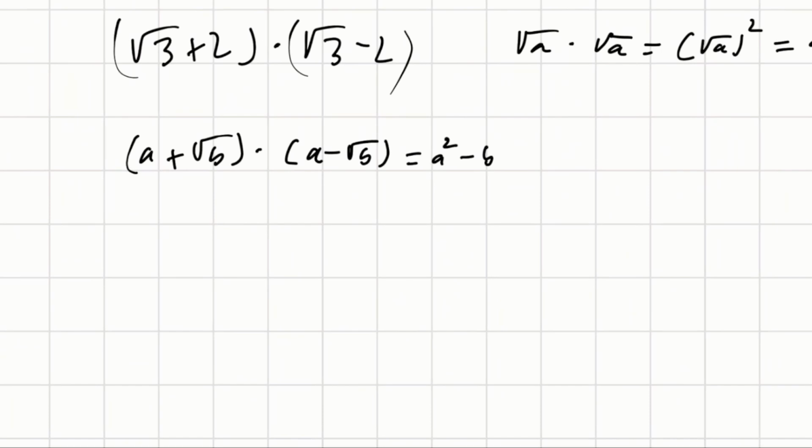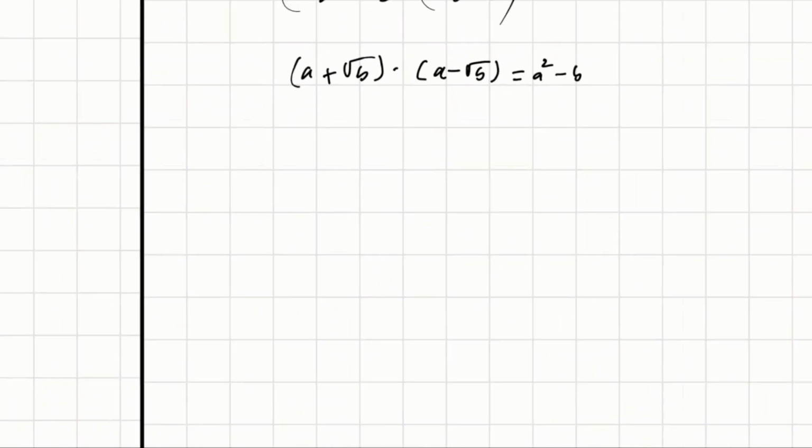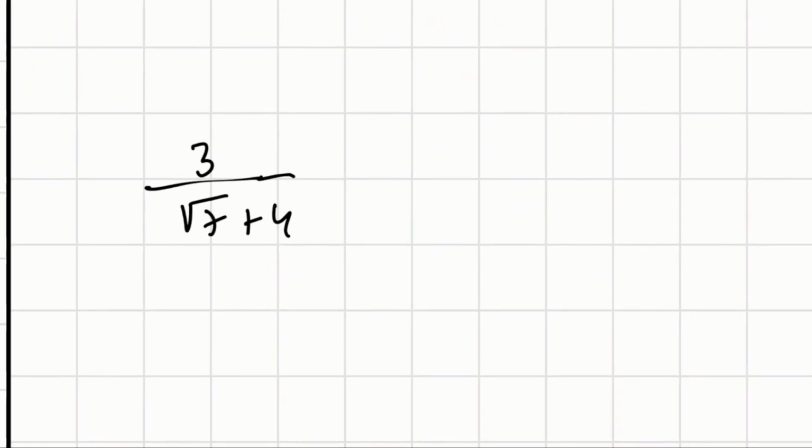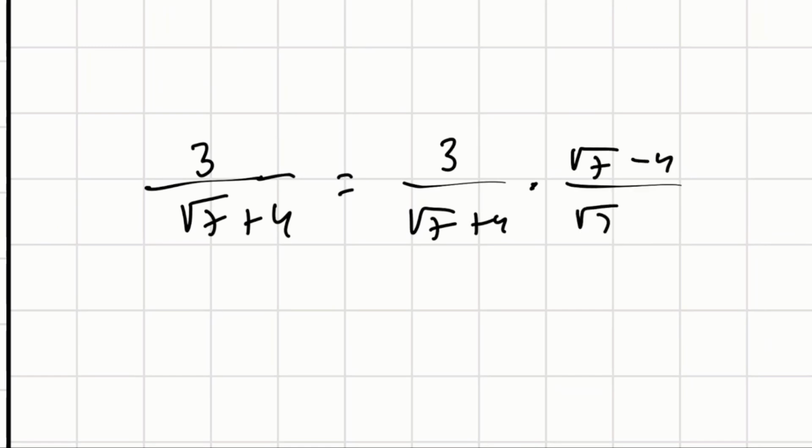So let's try to have a bit more examples. For example, let's take 3 divided by the square root of 7 plus 4, the square root of 7, that is correct, I'm sorry. And now try to simplify this. Pause the video. So this is nothing else than 3 divided by the square root of 7 plus 4 times the square root of 7 minus 4 divided by the square root of 7 minus 4.